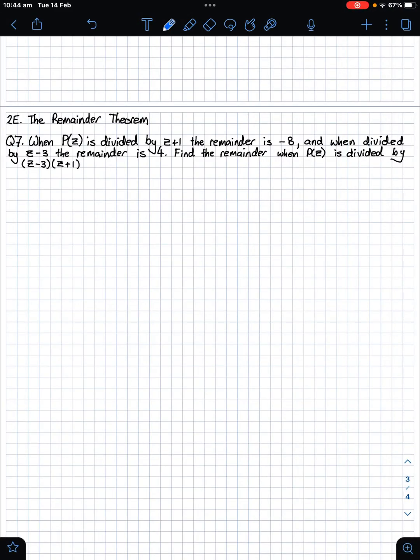All right. So we've got this question in the remainder theorem section. I didn't realise when we were talking about this previously, it relates to our division by a quadratic section. So we're given some information. When our polynomial is divided by z plus 1, the remainder is 8. So we're given this value here.